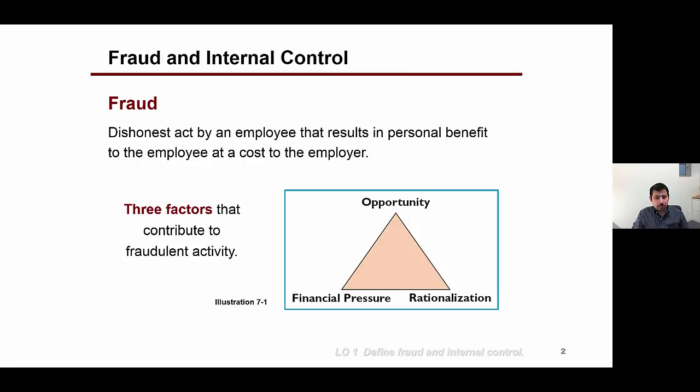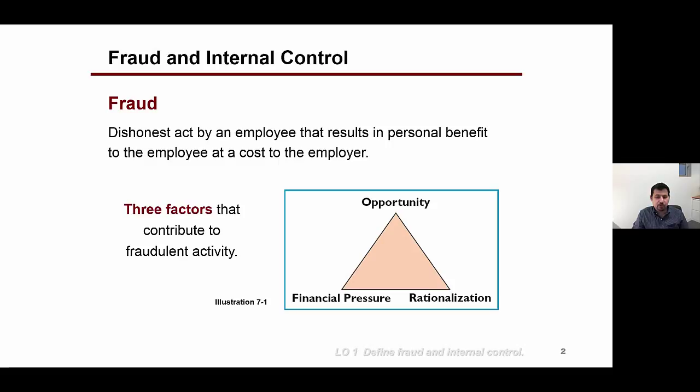So fraud is defined as any dishonest activity by an employee that would result in benefit for the employee, but at the expense of the company. In this case, there are three factors that actually affect the likelihood of fraud happening. The first one is opportunity. Without opportunity, the employee may not be able to commit fraud.